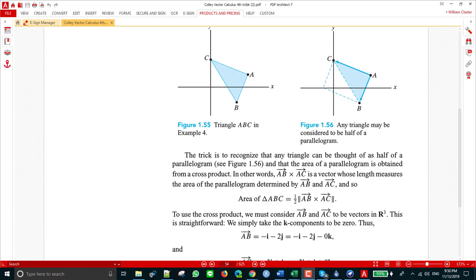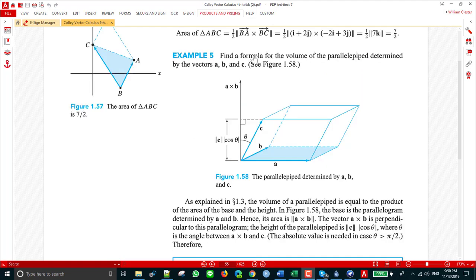Okay, let's try this one. Find a formula for the volume of this thing. They call it a parallelepiped, determined by the vectors A, B, and C. So we have the vectors A, B, and C, then we get a parallelepiped if we extend everything like this.